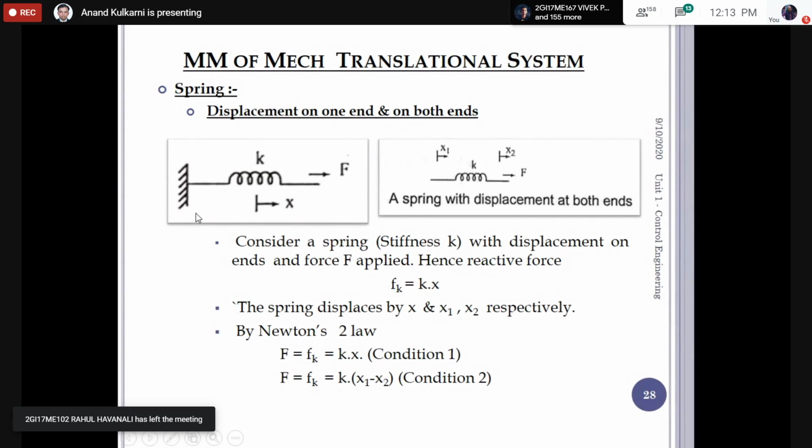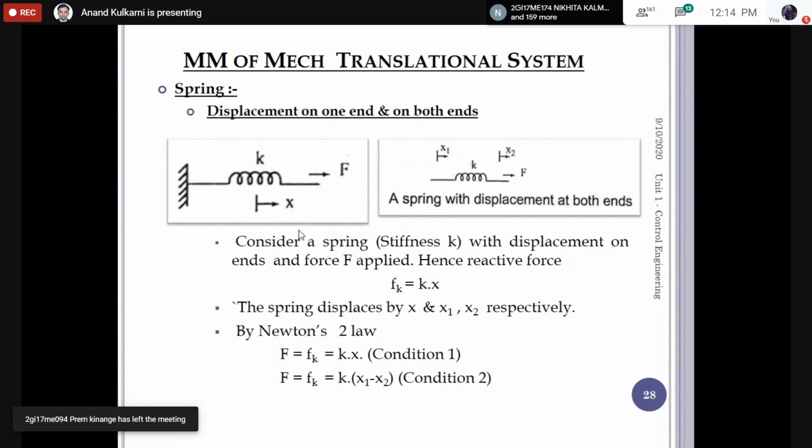If one end of the spring is fixed and the other end is applied with a force, the displacement is X. Another option is that none of the ends of the spring are fixed. One end is moving with a displacement X1, another with X2, then K is the stiffness and a force is applied. Then you can write down the equation.